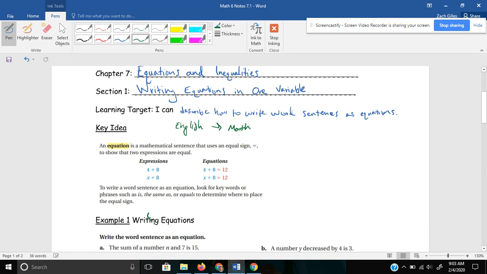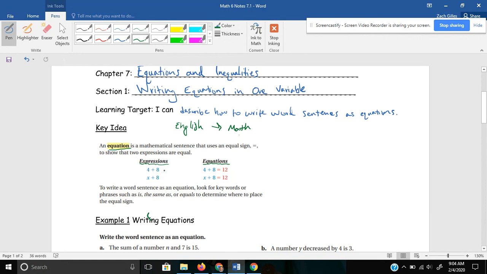Let's start by taking a look at what an equation actually is. So a little bit of vocab to start. An equation is a mathematical sentence that uses an equal sign to show that two expressions are equal, right? So a lot of times expressions and equations aren't really used correctly. People will interchange these two, but these two things are different. An expression can have a number or a letter and an operation or multiple.